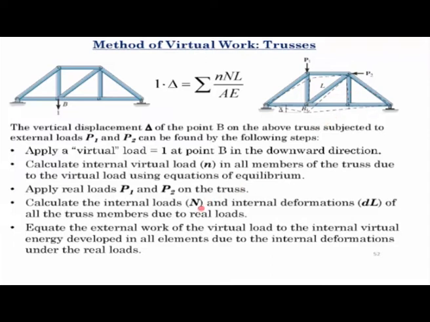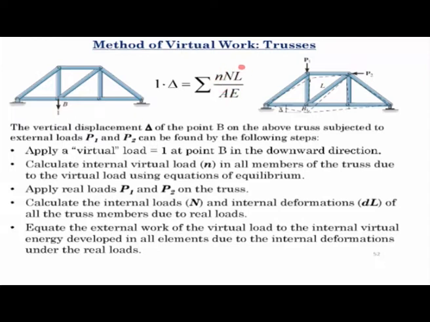Whatever is the individual axial force in the truss member, because of that the truss member will undergo a deformation of NL by AE, which we saw in a couple of slides back. If a rod is subjected to an axial load N, it has a length L, cross-sectional area A and modulus of elasticity E, then the deformation of that rod under the load N is equal to NL by AE. So the virtual member force under this externally applied unit virtual load is small n.